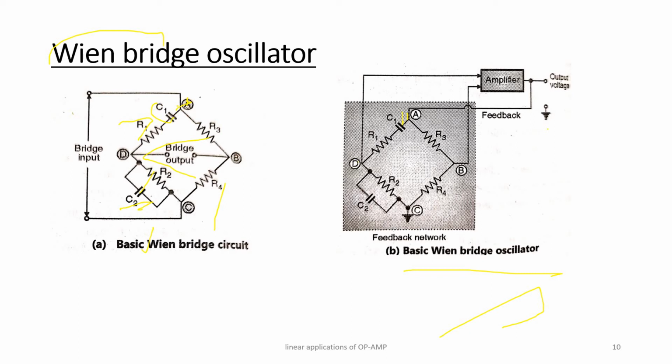When used in an oscillator circuit, these points are connected to the input of the amplifier as shown in the figure. The Wien bridge circuit of figure A is used as a feedback network in the Wien bridge oscillator circuit as shown in figure B. It is also called a lead lag network. At low frequency, it acts like a lead network, whereas at high frequency it acts like a lag network. But the phase shift introduced at the output frequency is 0.